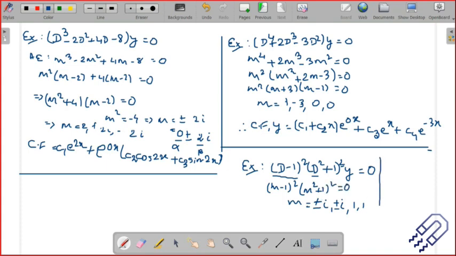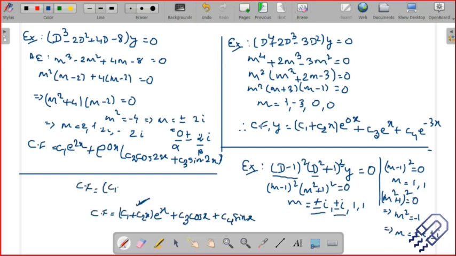So even if you don't do it, you already know it, right? Because you know m minus 1 whole square is equal to 0 implies m is equal to 1, 1, because it's a square term. And then we have m square plus 1 is equal to 0. It is a square here also, so forget about the square right now. You can just take this as m square is equal to minus 1. So that means m is equal to plus minus i. And then let me explain it to you, or you try to understand it. It's very simple. c2x e to the power x. So I have done this.